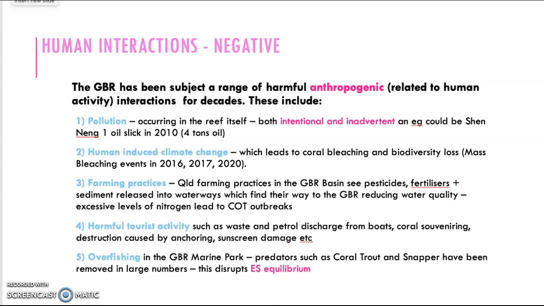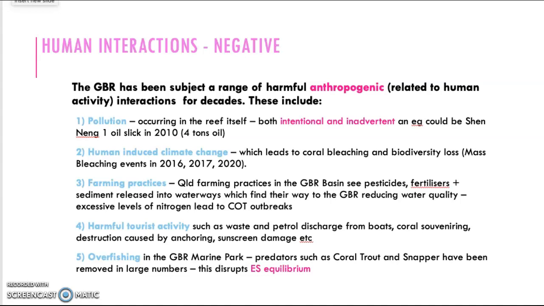So, on this slide are 5 negative human interactions with the Great Barrier Reef. We call these anthropogenic interactions, and that just means related to human activity. The first interaction is pollution. We know that humans cause pollution. This can be intentional or inadvertent. We might deliberately cause pollution in order to mine around the reef, or it might be because there is a shipping disaster, such as the Shenandoah one, which happened in 2010.